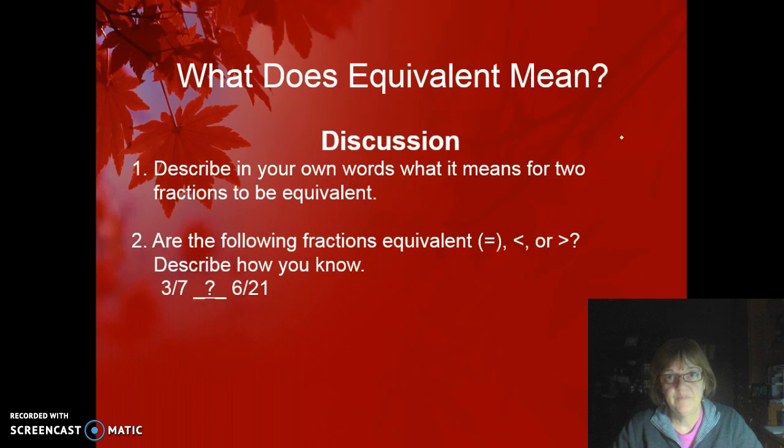We did it. I hope you practiced it. Now, I want you to talk about it for me. I've got 2 questions for you. I want you to put them both in, and I'm going to give you 2 different places to do it, okay? So describe in your own words what it means for 2 fractions to be equivalent. Okay, now for number 2, are those equivalent, or are they greater than, less than, whatever? Explain how you know that.